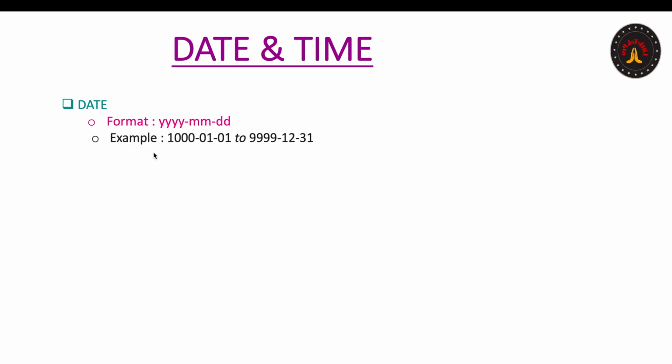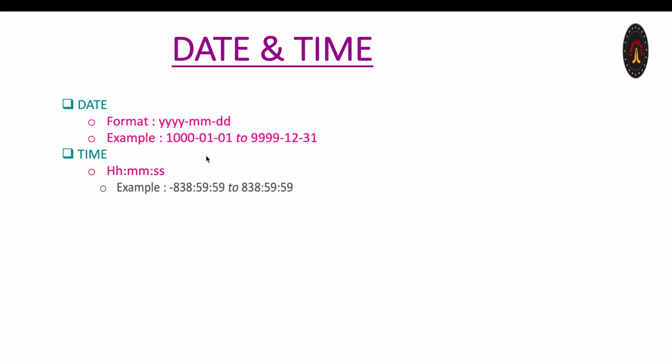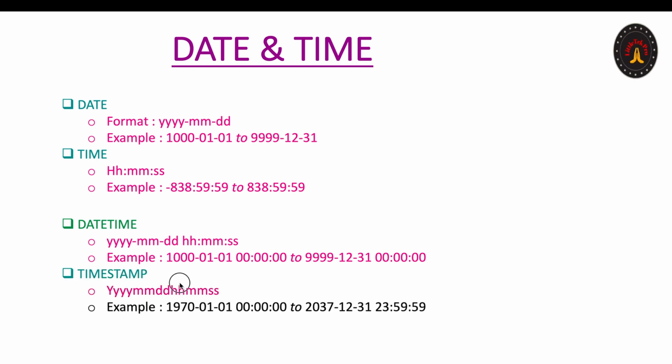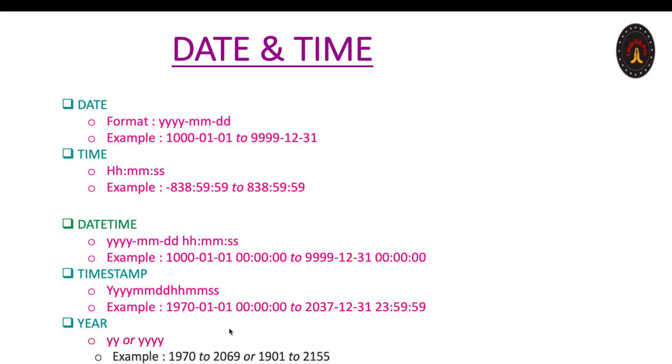So first data type is a date. The format is YYMMDD. This is the example. The next is time, which is hour, minute, second. Example. Then date and date time. This is the example. Then timestamp is going to store this format, and the example is like this. Then the year, which you can store YY or four ways YYYY, and this is the example.